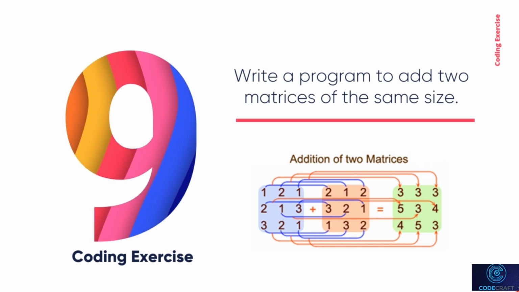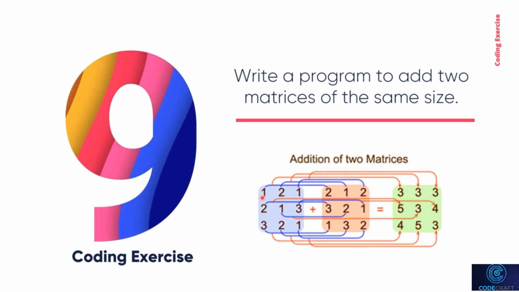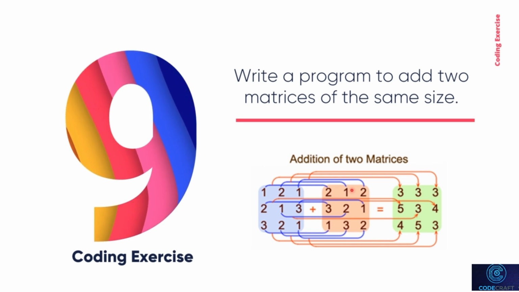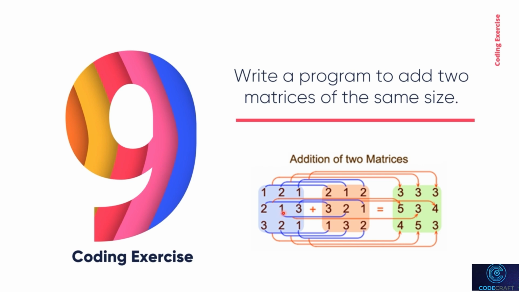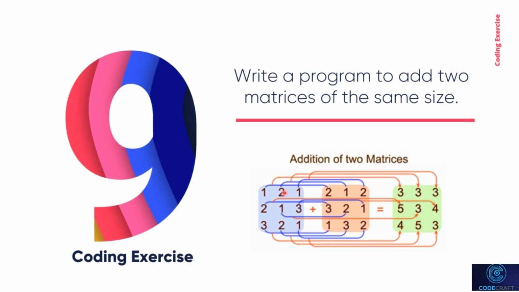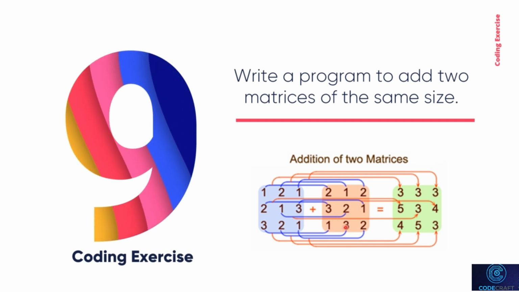In this exercise we are asked to write a program to add two matrices of the same size. For example, about the addition of two matrices, this is the first matrix and this is the second matrix. 1, 2, 1, 2, 1, 3, 3, 2, 1. We need to add it to 2, 1, 2, 3, 2, 1, 1, 3, 2.